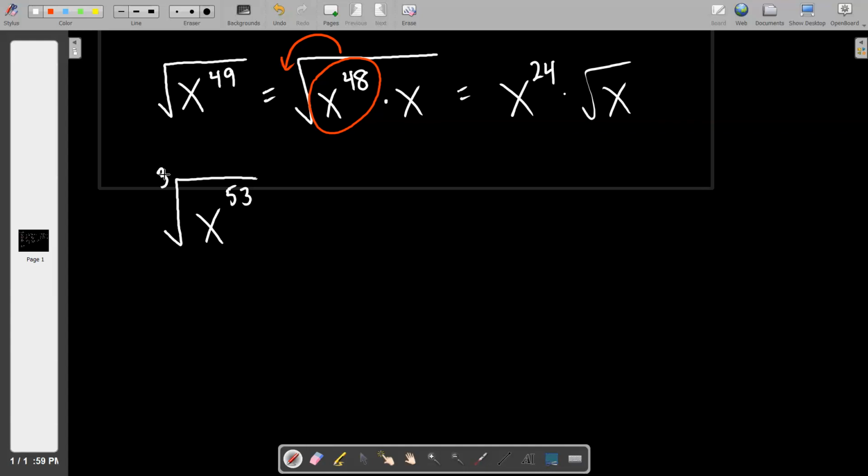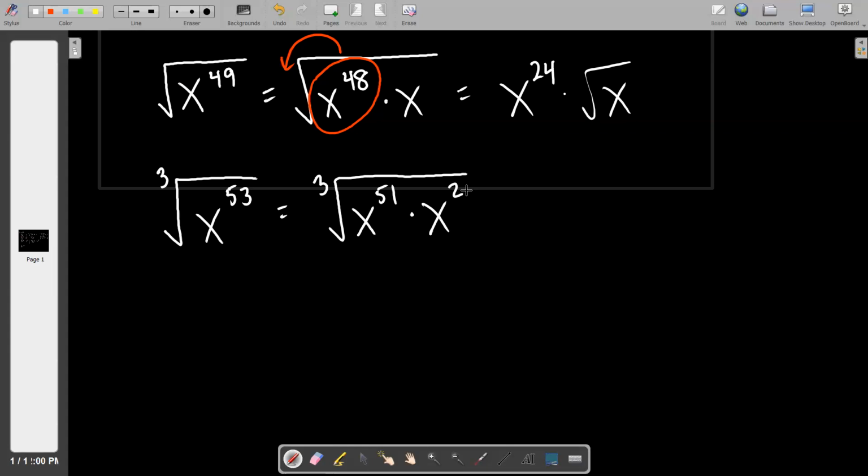So now that it's a cube root, how are we going to do the divvy trick? Like, what do we break 53 into? Right. And your calculator will help you find these combos. Some of us can do them pretty quick, some of us can't. It's okay. But it winds up being inside the cube root, we break it up into x to the 51, and then the leftover is going to be x to the 2.